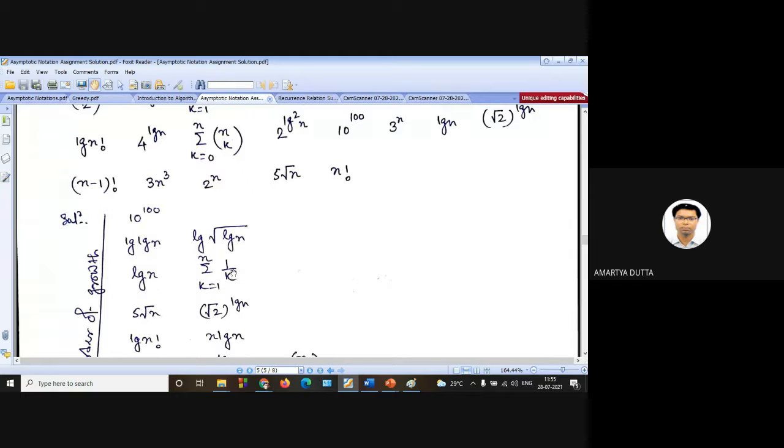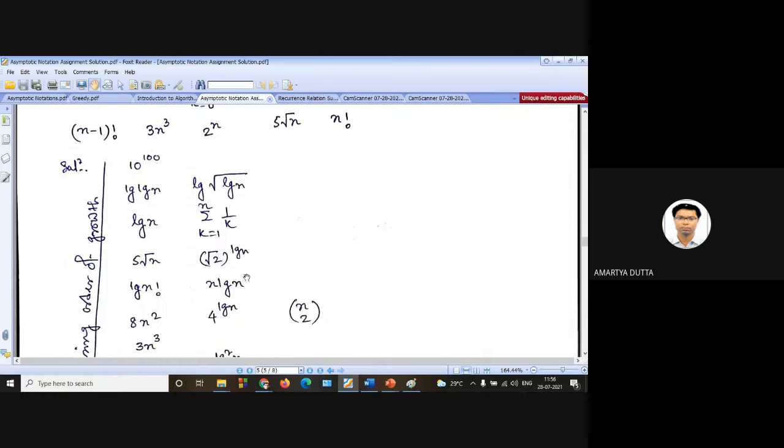But lg n and the summation of 1 over k, where k runs from 1 to n, why do these two have the same growth function? Do you know why? Very easy. If we expand this series, we can get the log n term. That's why log n and the sum of 1 over k from 1 to n have the same complexity.